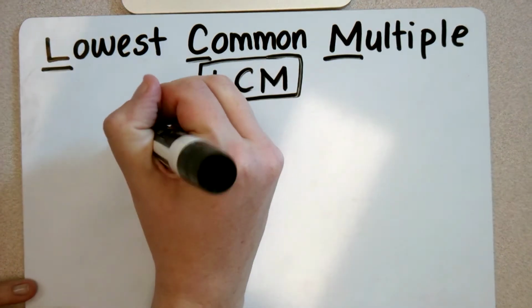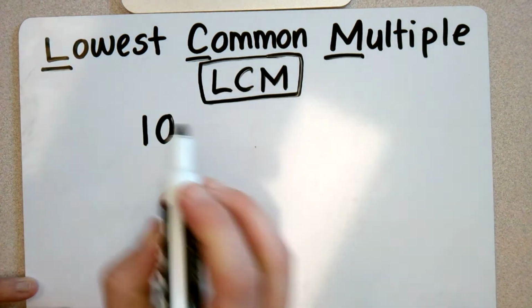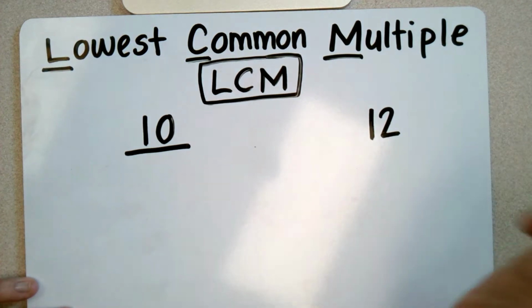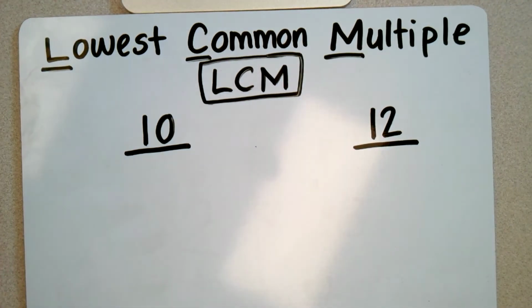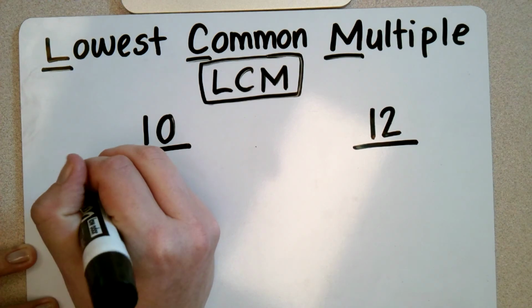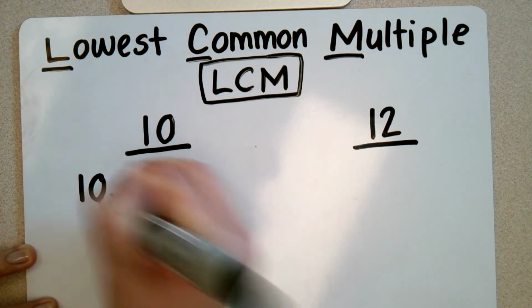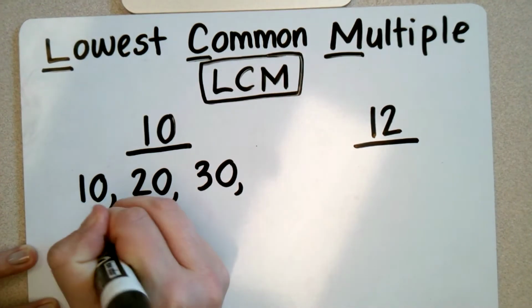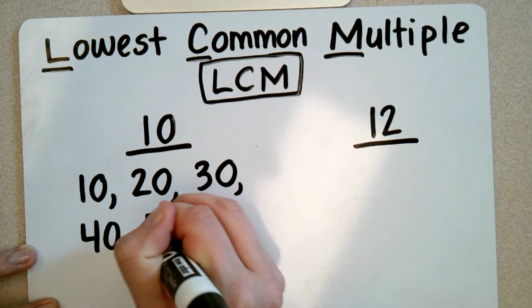Let's say we wanted to find the LCM of 10 and 12. The first thing you want to do is list the multiples for both numbers. Start with 5 and then you can move up to more. So let's start with the first 5 multiples of 10. We have 10, 20, 30, 40, and 50.